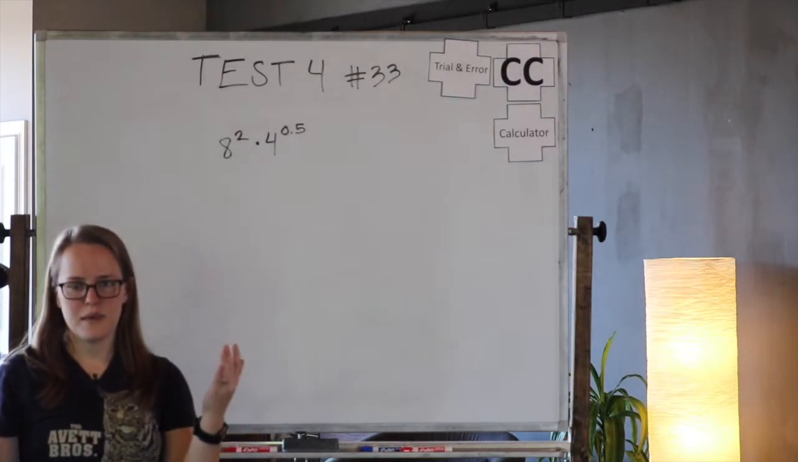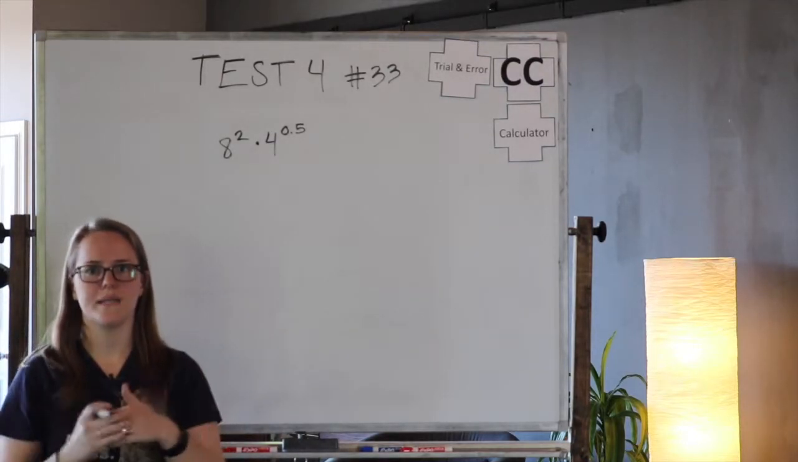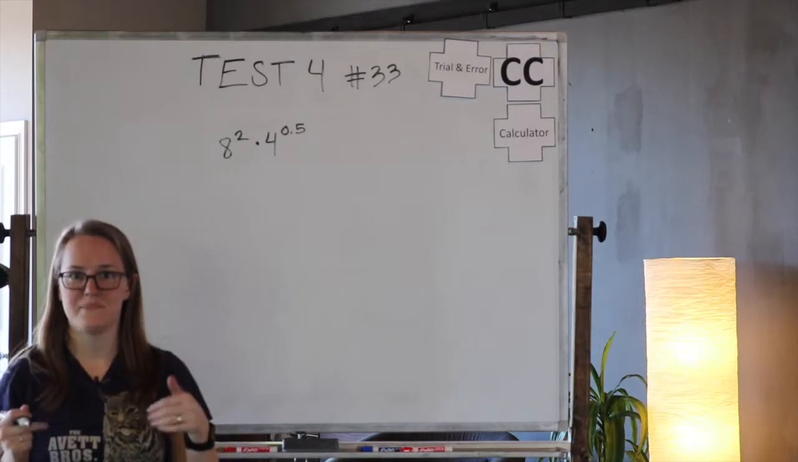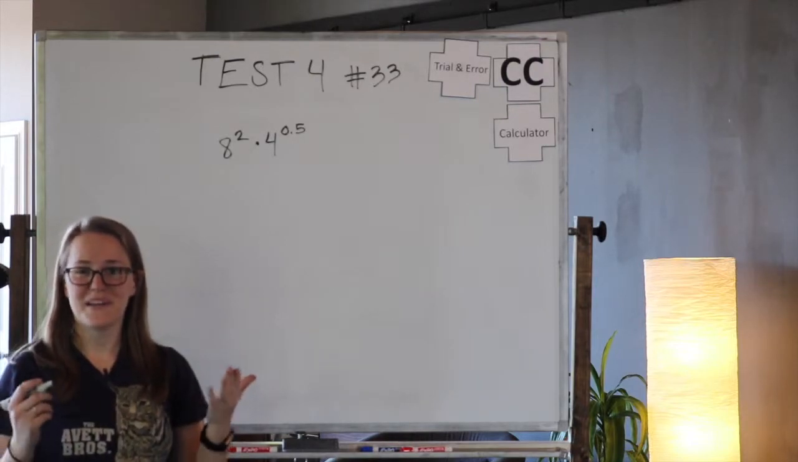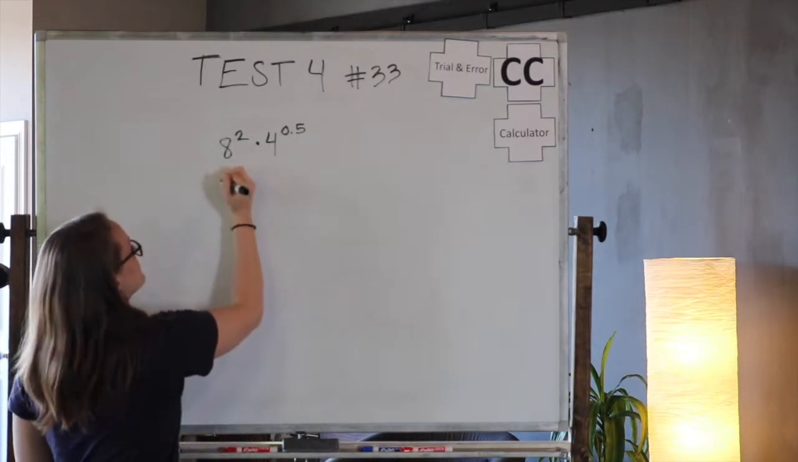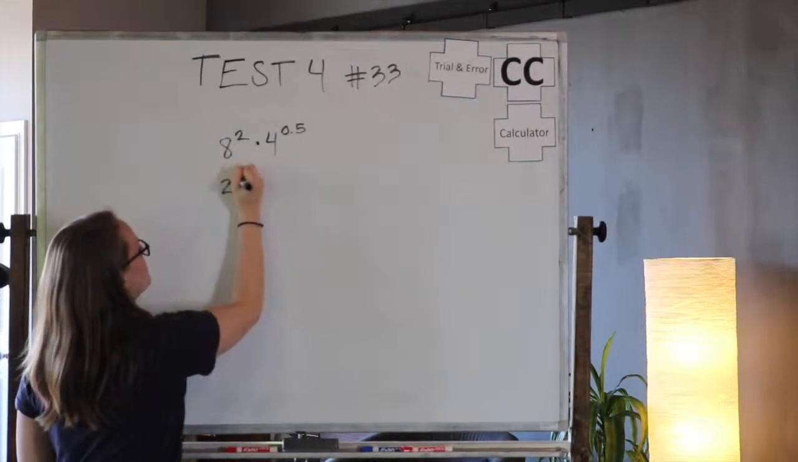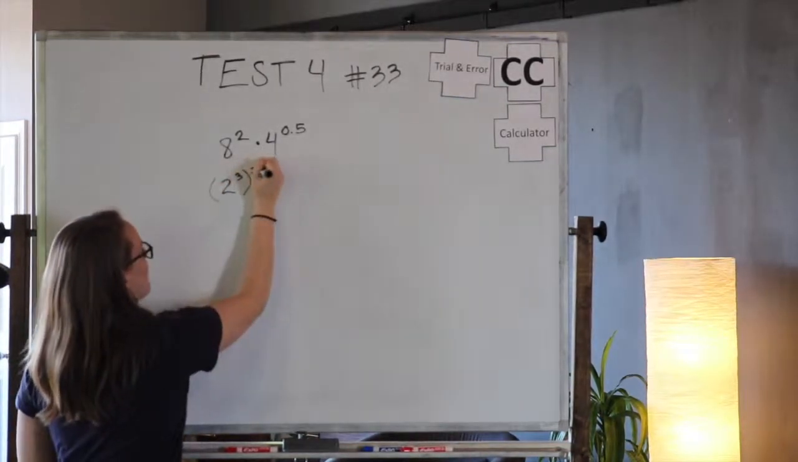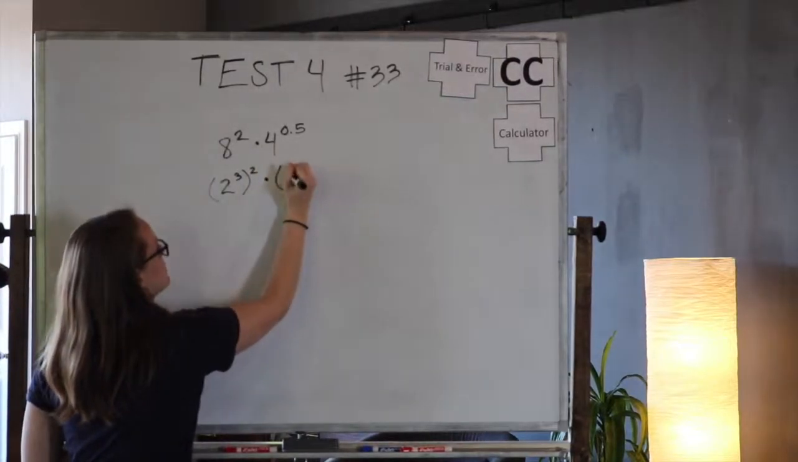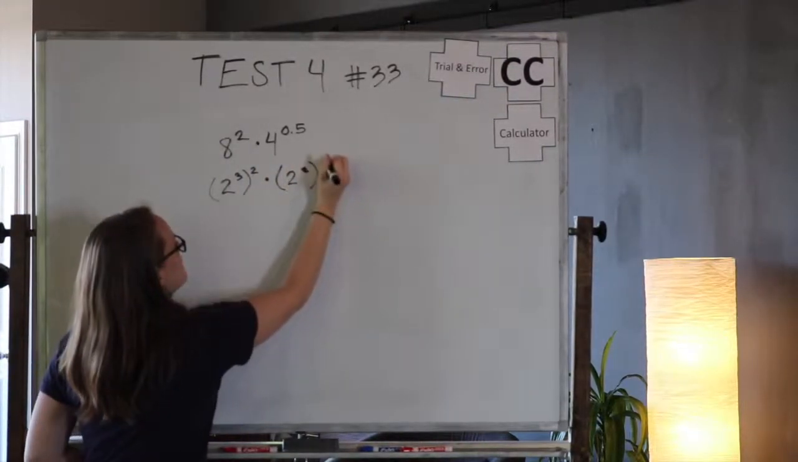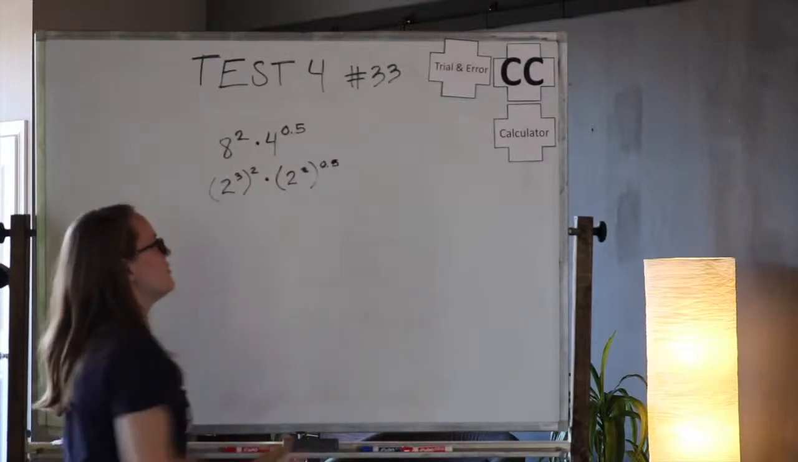8 and 4 have a base in common. There's a number that when it's squared or cubed becomes 4 and 8, and that number is 2. So 8 is the same as 2 cubed, and 4 is the same as 2 squared. So we have 2 cubed, squared, times 2 squared to the 0.5.